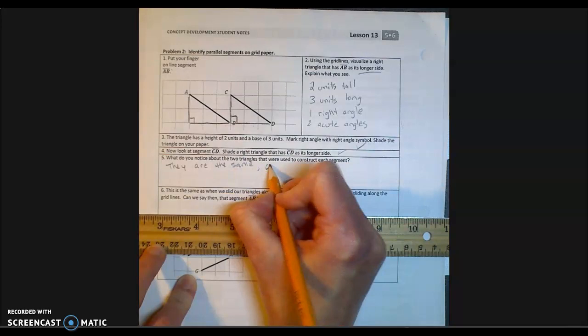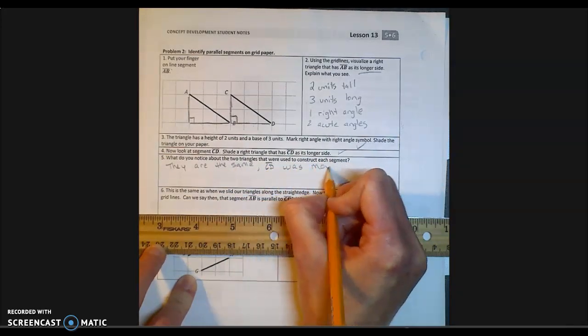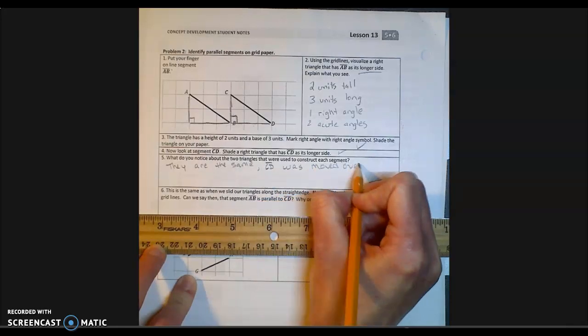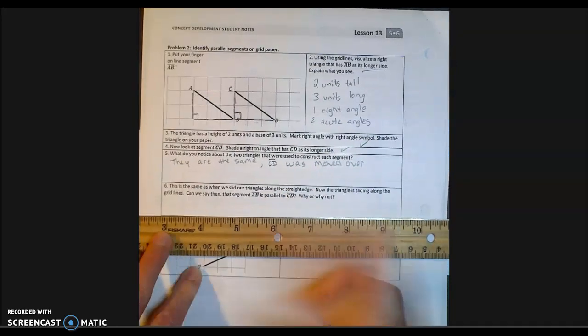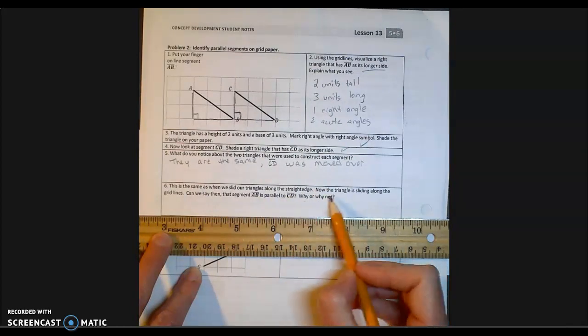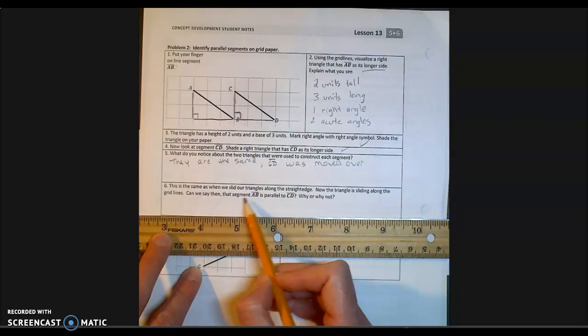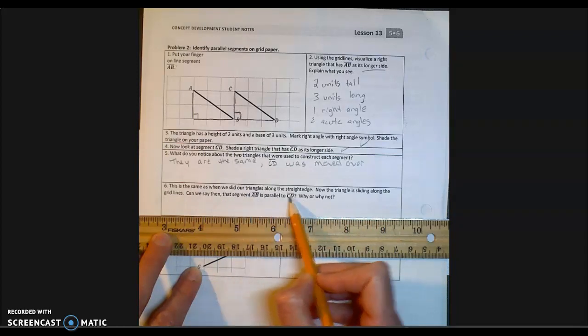Just CD was moved over. This is the same as when we slid our triangles along the straight edge. Now the triangle is sliding along the grid lines. Can we say then that segment AB is parallel to CD?